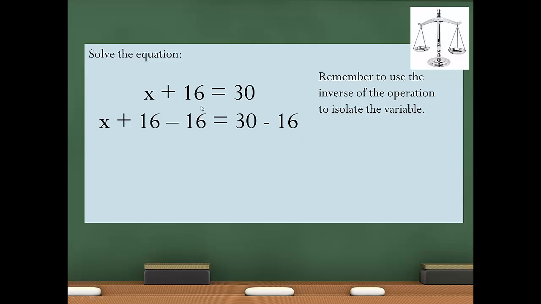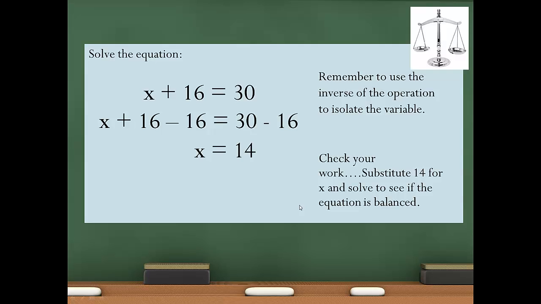So we're going to take our 16, use the inverse, and subtract 16 from the left-hand side. And we're also going to subtract 16 from the right-hand side. So x plus 16 minus 16 would just be x. And then 30 minus 16 would equal 14. So x equals 14.